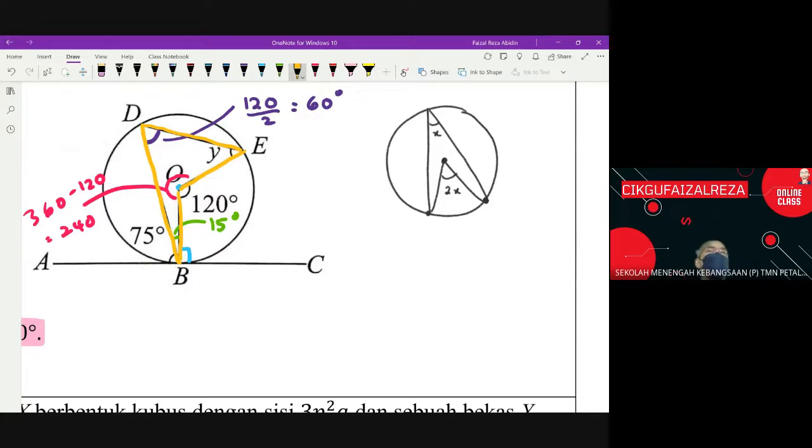Quadrilaterals. So we know that for a triangle it is 180, the what? The sum of interior angles. So for a quadrilateral, it is 360. That means I can find from here the angle at B, which is 15 degrees, plus the angle at D there, 60 degrees, plus the angle at O there, which is 120 degrees, and the angle that we are going to find here at y.